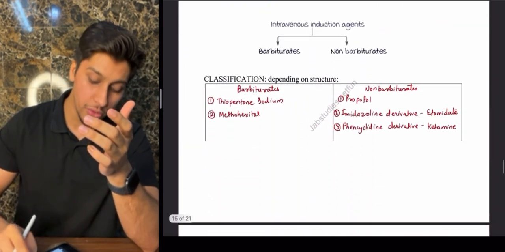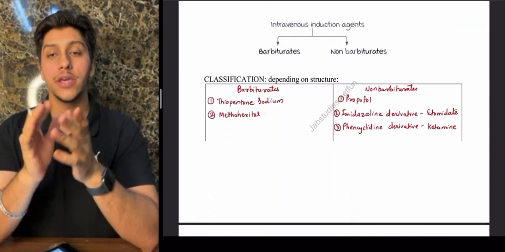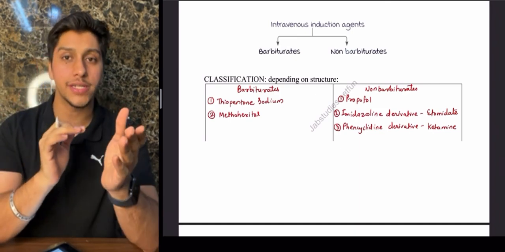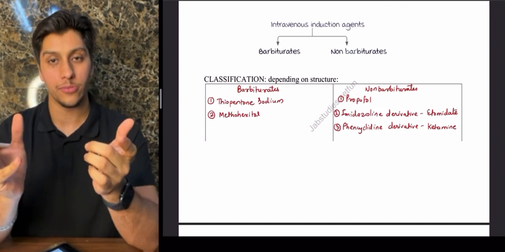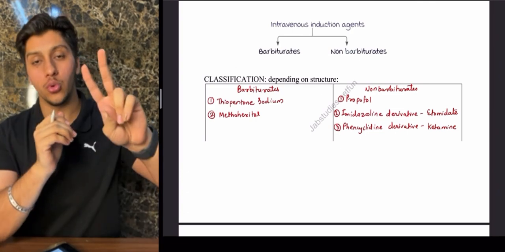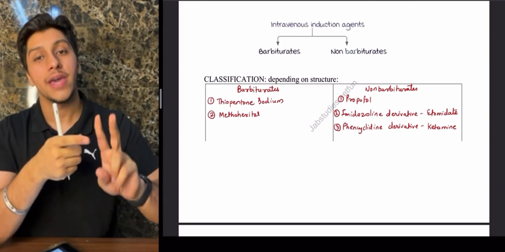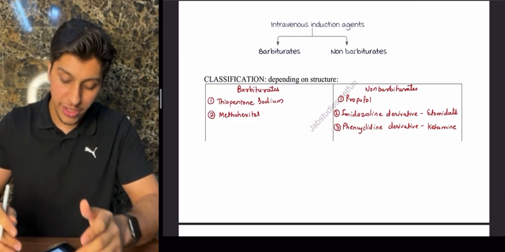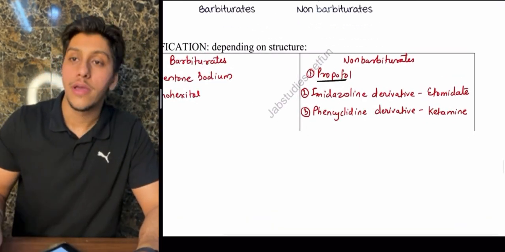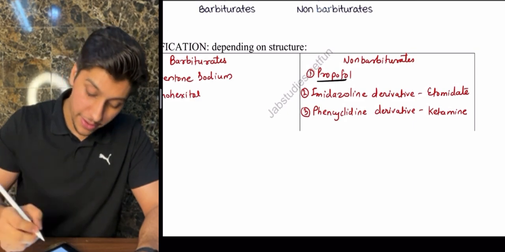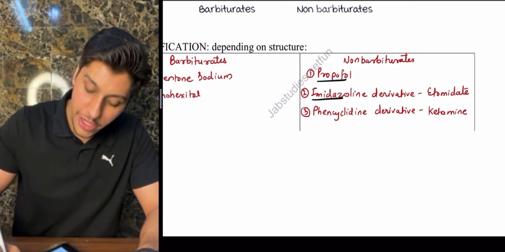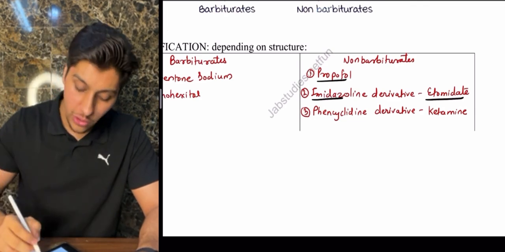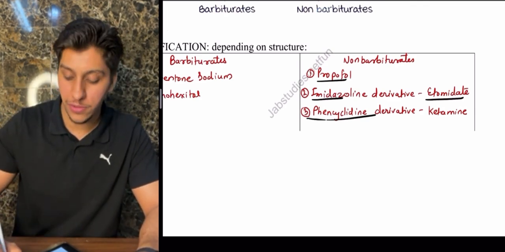Let us talk about intravenous and inhalational agents now. In intravenous agents, you have two types. One is barbiturates and the other is non-barbiturates. In barbiturates, we have two: one is thiopentone sodium and the other is methohexital. In non-barbiturates, you have propofol, and then based on the derivative, remember imidazole derivative, etomidate. Then you have a phencyclidine derivative, which is ketamine.